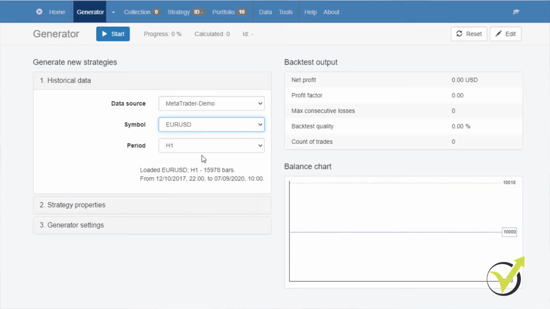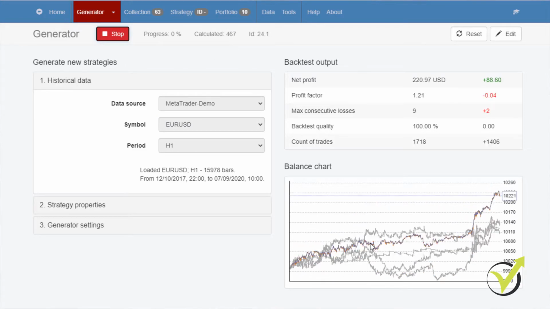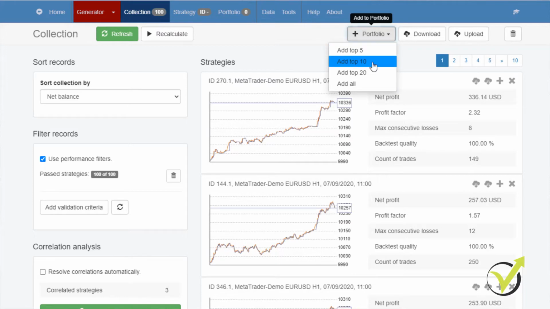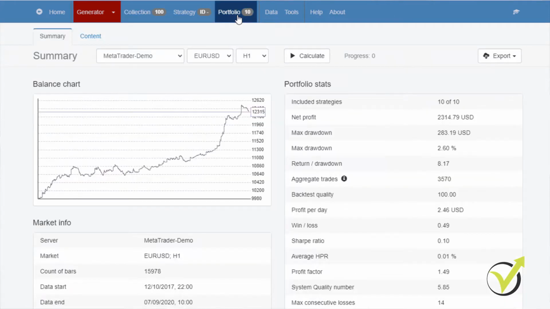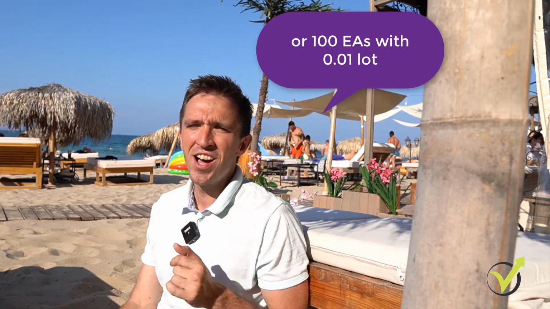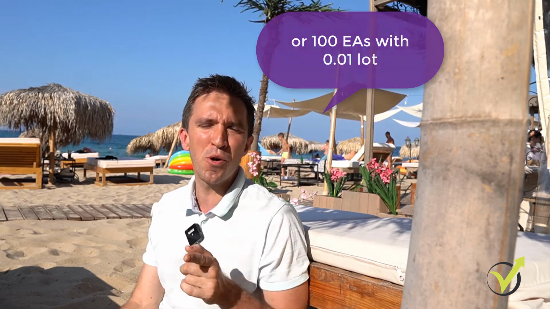With EA Studio, we have the chance to create so many expert advisors that you could be trading 100 strategies in a portfolio expert advisor. For example, if you go with 0.01 lot, you can do that. In a $1,000 account, I would suggest you have no more than 10 expert advisors with 0.1 lot, or you might have 100 expert advisors with 0.01 lot. That would work fine as well.